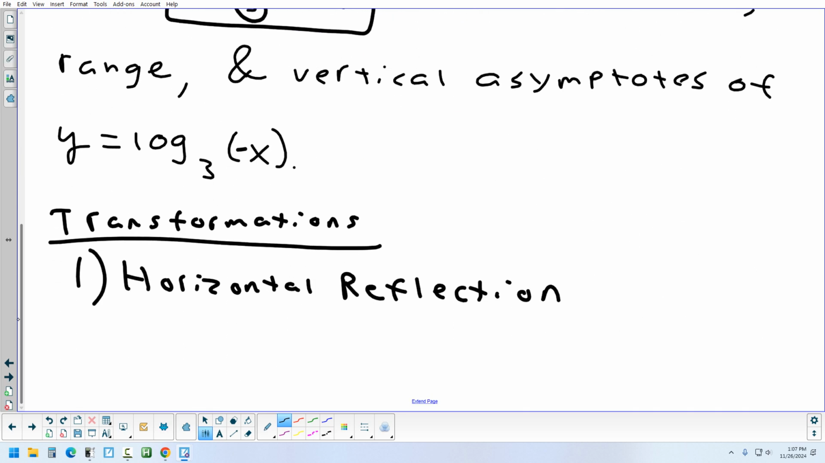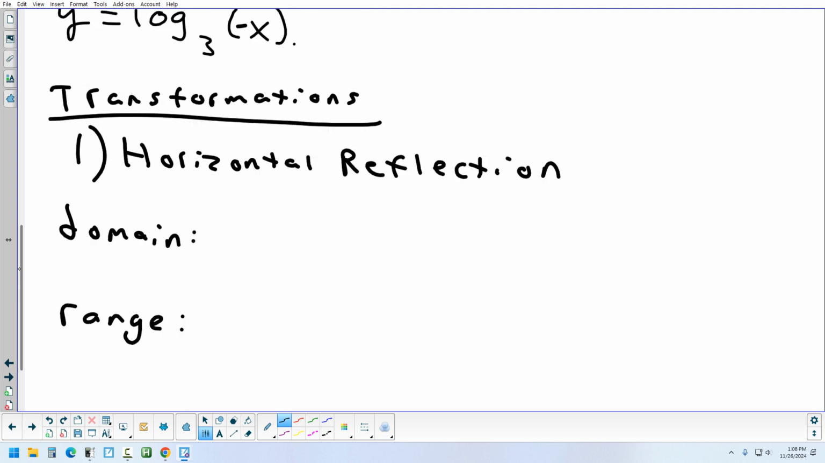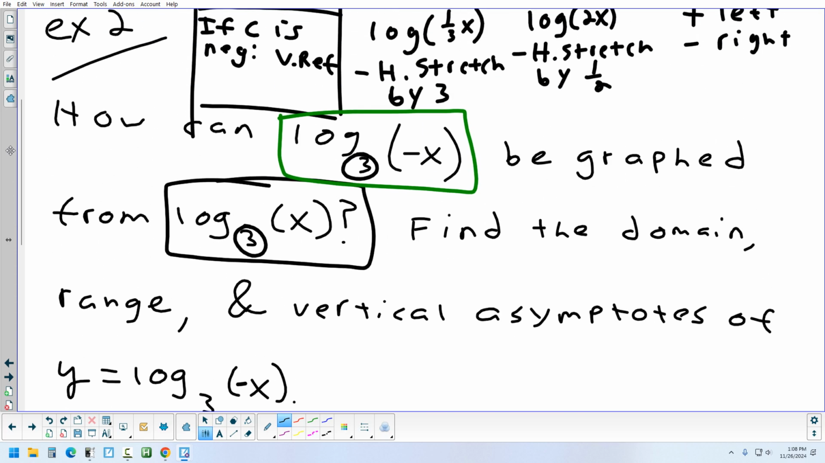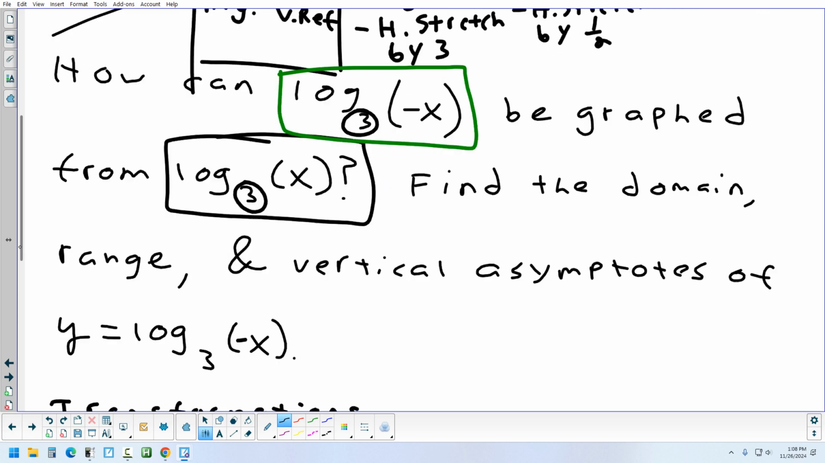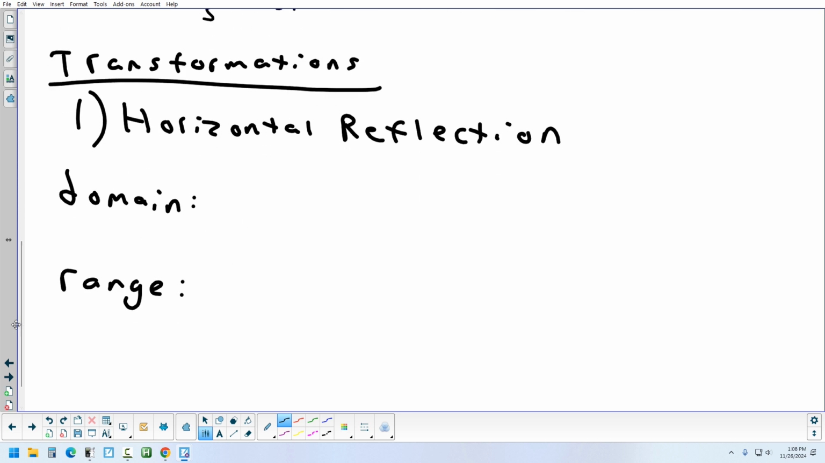Find the domain. Let's come back to that. We'll do the domain after we sketch it on the calculator. Let's do the range. What's going to be the range of this log function? Wouldn't it be negative infinity to infinity? Yeah, no matter how you flip it, reflect it, stretch it, shift it, you can never change the range because it goes up and down forever. So range is all reals.